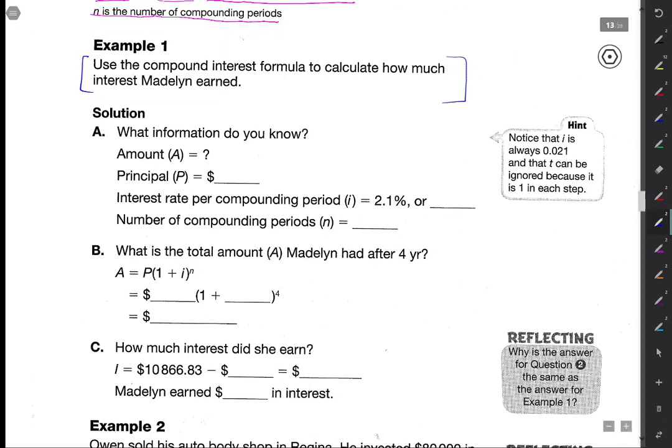So solution, what information do you know? The amount. Well, we don't know the amount yet. That's unknown, so that's why they put a little question mark there. But we do know the initial amount, or the principal, is $10,000. Now, the interest rate per compounding period, which is lowercase i, is 2.1%, but we never use the percent number. We actually have to change that to a decimal, so it would be 0.021. And the number of compounding periods, that's going to be the n.